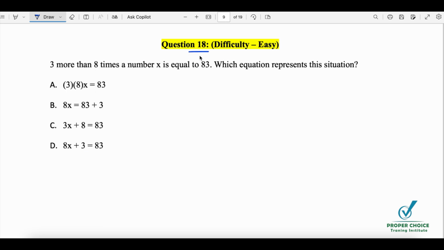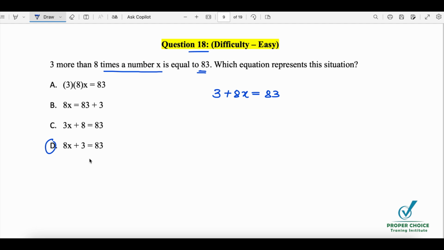Question number 18 says 3 more than 8 times a number x is equal to 83. Which equation represents this situation? Whenever we are using the words more than, sum, add, it means this number has to be added to the 8 times of that x. If I write the equation for the given situation, 3 more than 8 times the x is equal to 83. So this is the equation which we are supposed to get, that matches with option D.